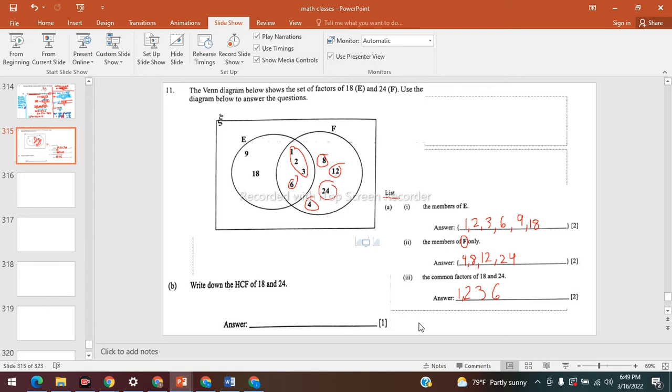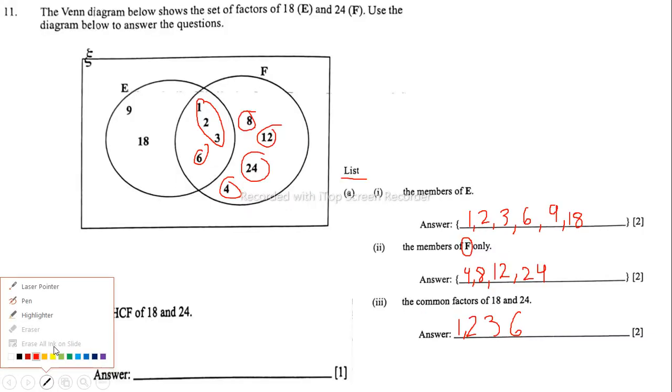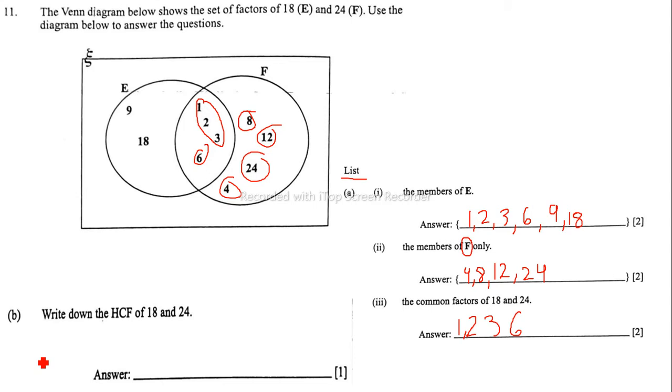6. How do you know that? I just look at the middle of the intersection to find the largest number. Yes, very good. You just look at the common factors and find the highest common factor, right? So you look at the common factors and then you find out which one is the biggest. That's the highest common factor, which is 6.